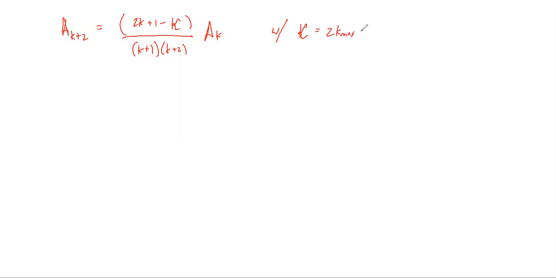Okay, so what we have is a_{k+2} is equal to (2k plus 1 minus kappa) over... And I'm just going to call it k equals 2k_max plus 1. So let's not worry about physics constants. Let's just say that there's some max value where this thing dies.